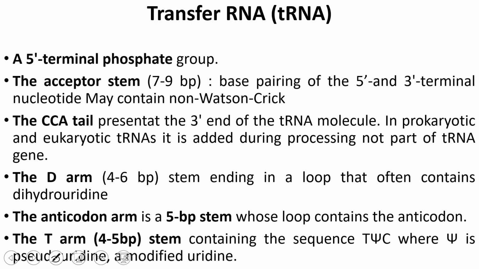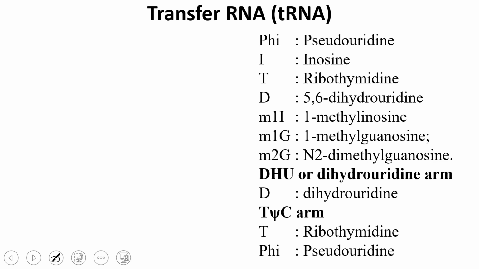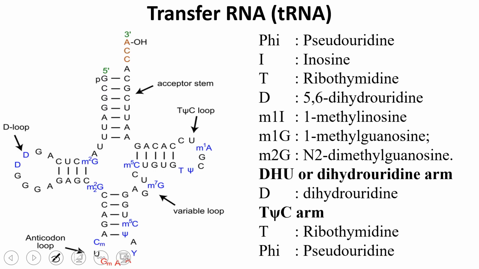ठीक है. अब जो 5 regions हमने पढ़े हैं tRNA में: 5 prime terminal phosphate group, इसकी बहुत ज़्यादा significance नहीं है. Acceptor arm, which receives the amino acid, that's why we call it the acceptor arm. CCA tail, जो 3 prime end पे CCA end होता है, which receives the amino acid molecules. So this is the actual portion which receives the amino acid. D arm, anticodon arm, and T arm, TψC arm or T arm. So these are the different modified nucleotides we can see in the tRNA.